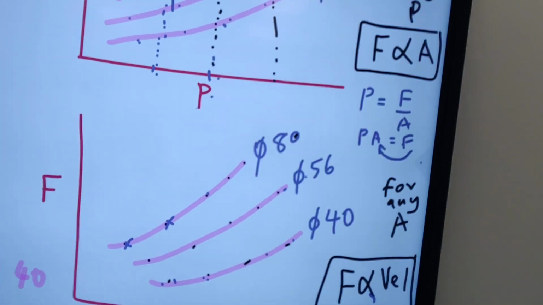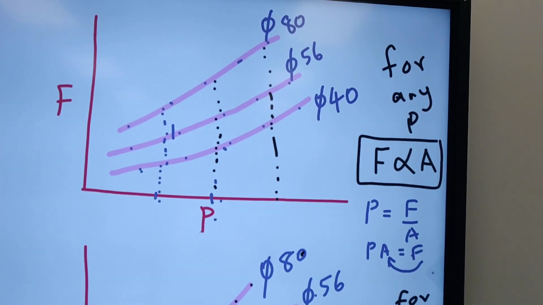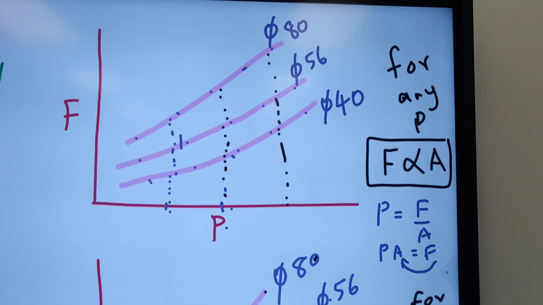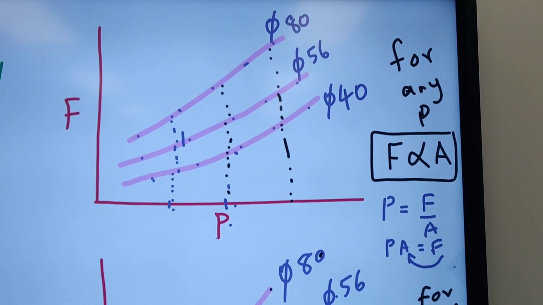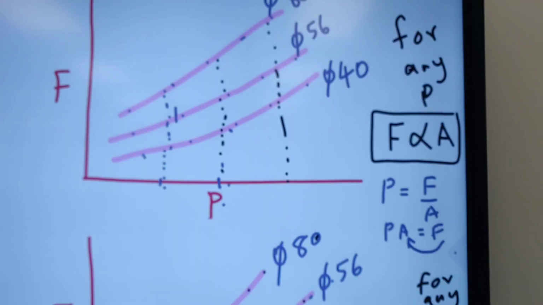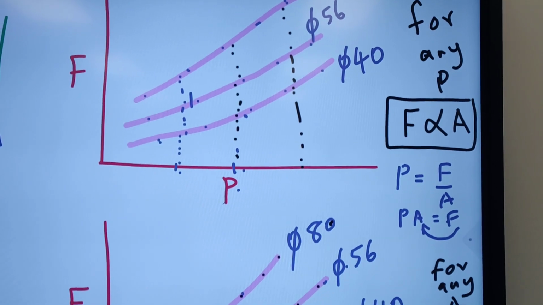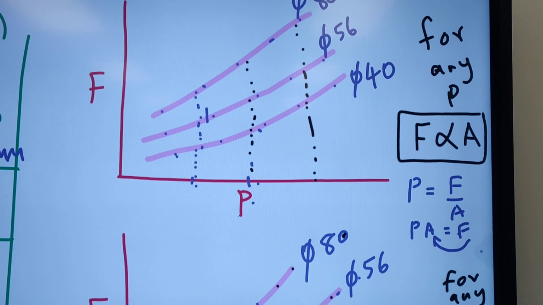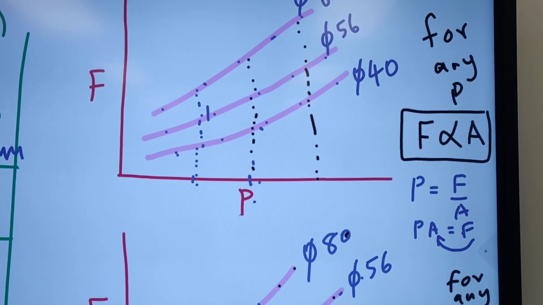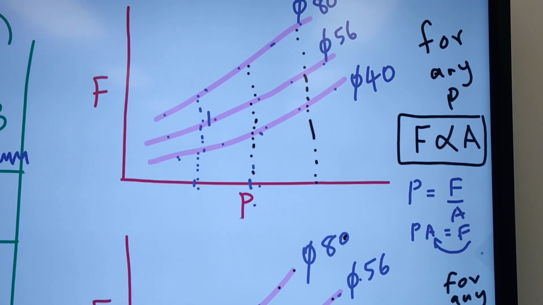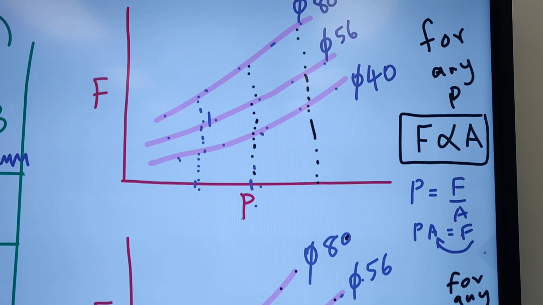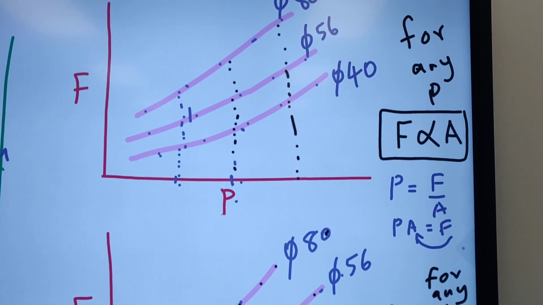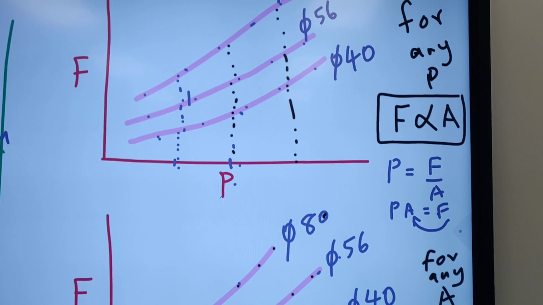Once you do this, you will be able to conclude that the drag force is proportional to area. Any disk you are going to choose, you select randomly any pressure and you go along that pressure vertically upwards. You will find that the highest drag force is for the 80 mm diameter disk, which has the biggest cross-sectional area. So that verifies the first objective, drag force is proportional to the area.